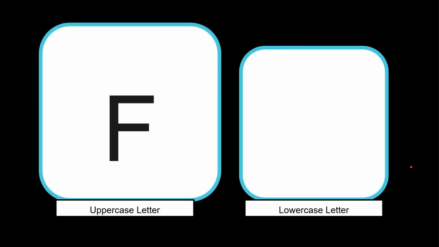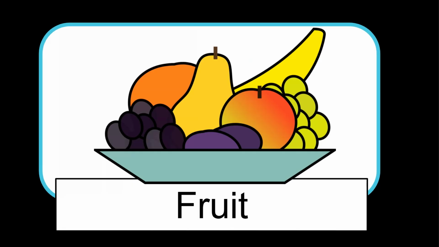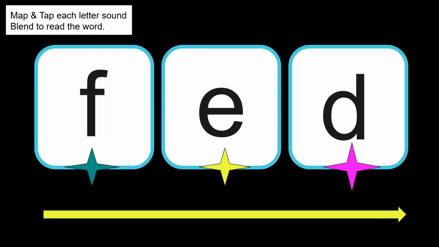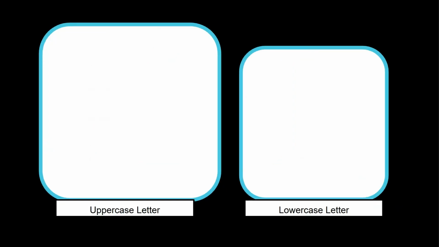Next we have the letter F, and this makes the sound f. Sometimes it's easier to touch your teeth to your bottom lip to make that f sound, just like in the word fruit. Now let's decode. F, e, d, fed. Great job.